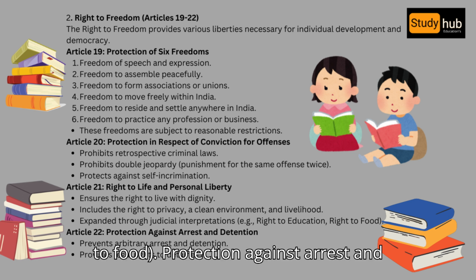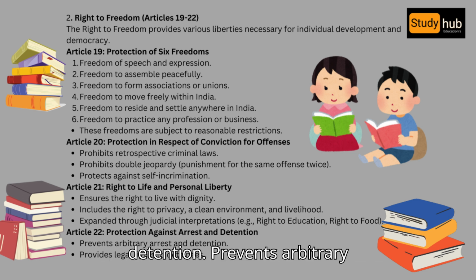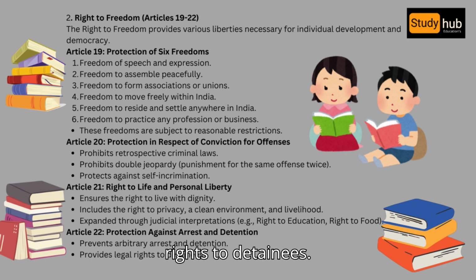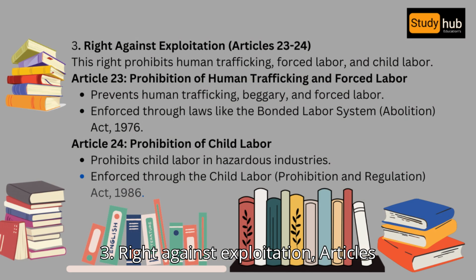Article 22, Protection against arrest and detention. Prevents arbitrary arrest and detention. Provides legal rights to detainees. 3. Right against exploitation, Articles 23-24. This right prohibits human trafficking, forced labor, and child labor.